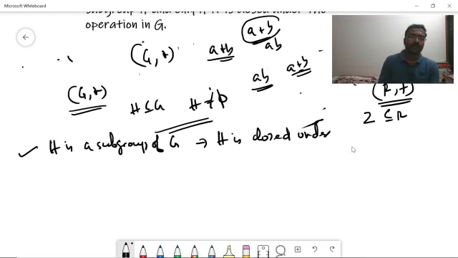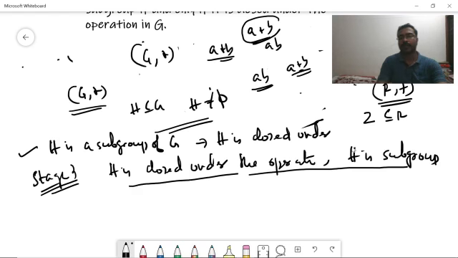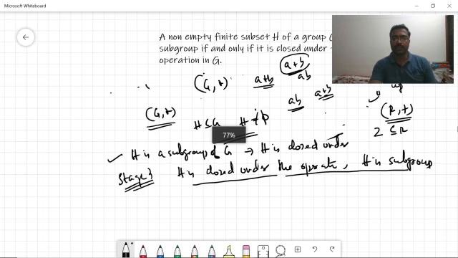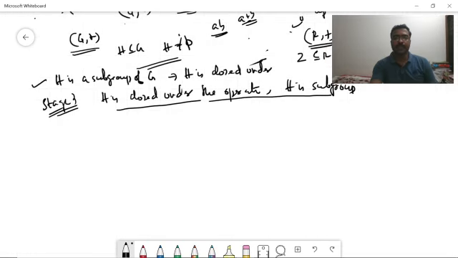What you have to prove? Coming back to the second stage, you have to assume that H is closed under the operation of G. Now you have to show that it is a subgroup. So this is the tricky part. It is a slightly difficult portion also. Let us try to understand what you are going to hear. So here we are going to assume that H is closed under the operation of G, and we are going to prove that H is a subgroup.